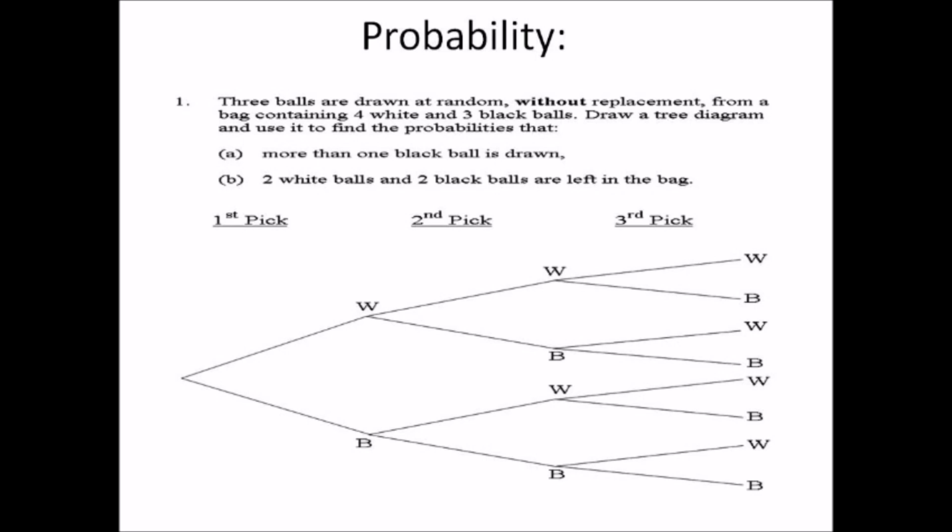Remember, they don't want all of the answers. For A, they only want the answers that show that more than one black ball is drawn, and for B, 2 white balls and 2 black balls are left in the bag. Okay, so go ahead and pick the limbs that you would use from this tree diagram to solve A and B. You don't need to do all of it. Okay, work it. Got it?